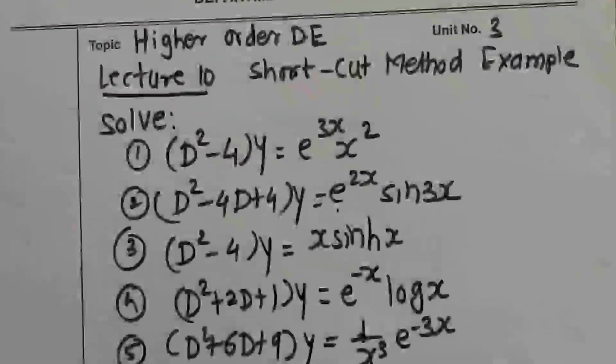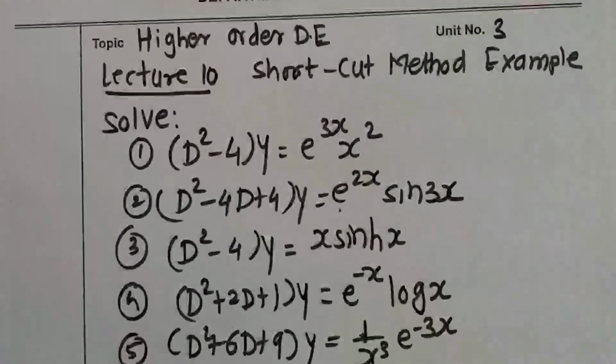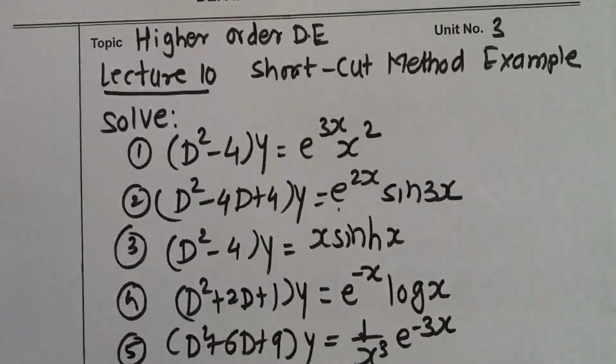In this lecture, we are going to cover the remaining problems on shortcut methods. So far we have taken examples on the first 4 cases of the shortcut method. Now the last 2 cases' examples I am going to cover in this lecture, and then we'll conclude this topic, and in the next lecture we are going to start another method of calculating particular integral, that is the general method.